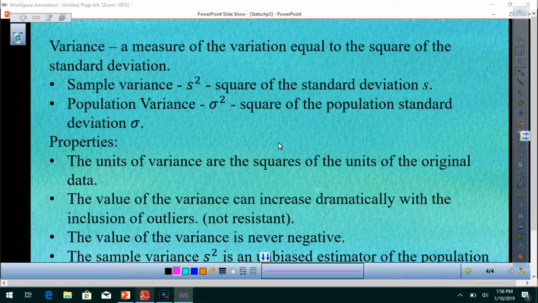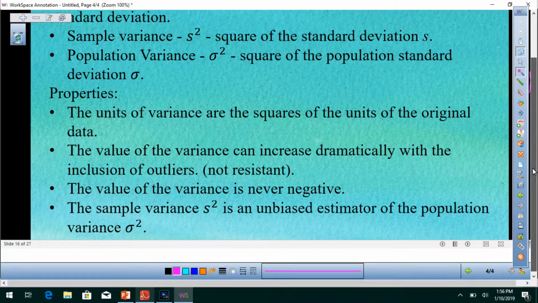All right, properties. The units of variances are squares of the units of the original data value. The value of the variance can increase dramatically with the inclusion of outliers. It is not resistant. The value of the variance is never negative. The sample variance, S squared, is an unbiased estimator of the population variance, which can't really be said about the standard deviation.